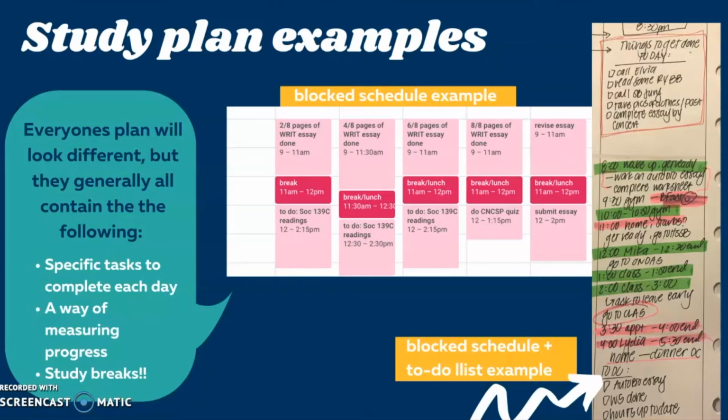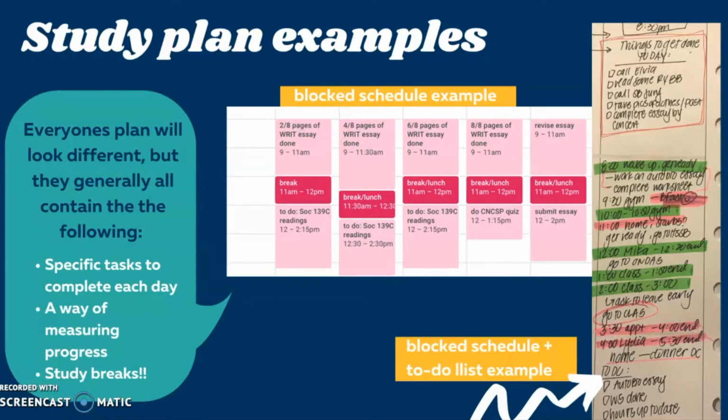Generally, all study plans contain 3 major components. The first component is making sure you have specific tasks to complete each day. The second is a way of measuring progress. And lastly, but not least, study breaks. Here I've provided 2 examples of my study plans in the past. As you can see, I have specific tasks to complete each day, for example, the writing and the social readings. And the way I measure my progress is the 2 out of 8, the 4 out of 8, 6 out of 8. So pretty much your study plans will look something generally like this, but not exactly.